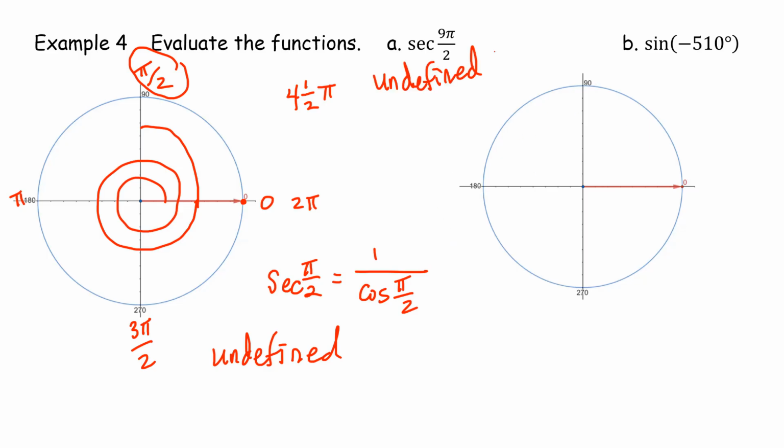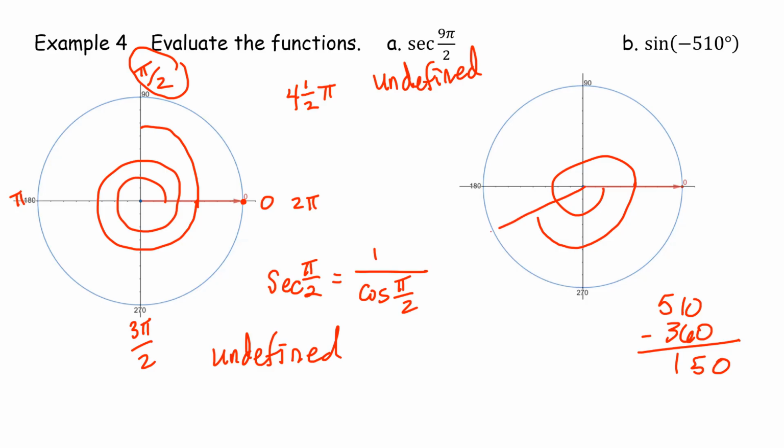Part B, you've got negative 510, so you're going to be going in the clockwise direction. Going to go all the way around one time, 360, and then how much more do you need to go? Well, we can say 510 minus 360 is going to be 150. So we need to go another 150 degrees in the clockwise direction. So that's going to be 90, and how much more? 90 plus what is going to give you 150? That's going to be 60.